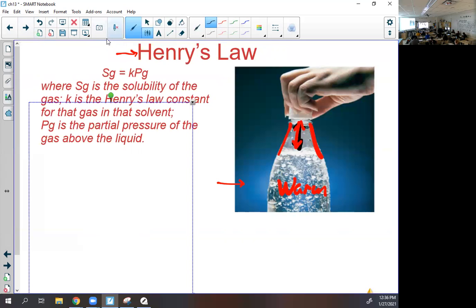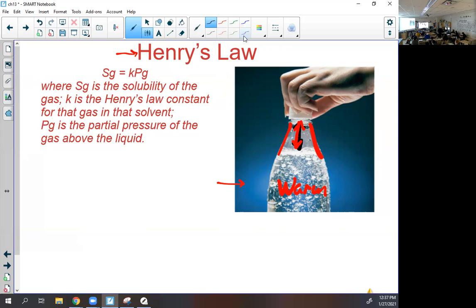Pressure doesn't really matter. All right, so then we get what we call Henry's law. And you don't have to do this math, you just have to understand it. So it says Sg = kPg, where Sg is the solubility of a gas, so how much gas can be in the liquid. K is Henry's law constant for that gas in that solvent, and that's a number you get from a table. Pg is the partial pressure of the gas above the liquid.